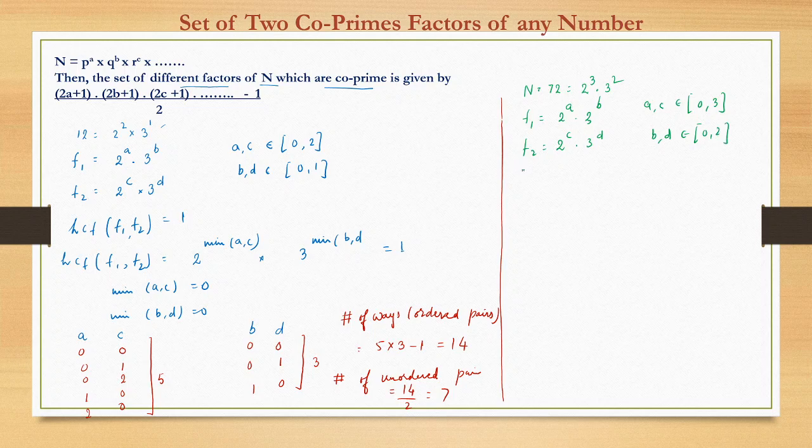Right? So now for HCF of f1 f2 to be 1, it means that the minimum of a comma c has to be 0, and the minimum of b comma d has to be 0, for f1 f2 to have an HCF of 1, so that f1 f2 can be co-prime. So now we will see a comma c has to be 0, right? Minimum. So let us see a c b d.